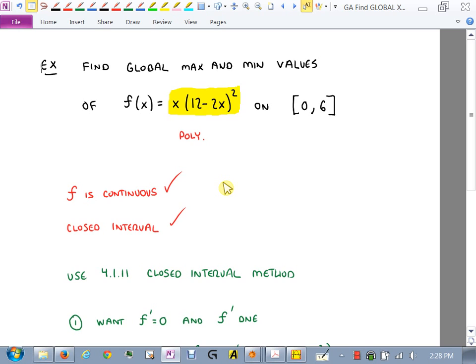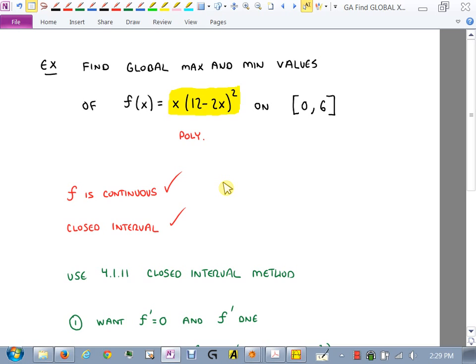Oh, no. My calculus toolbox spilled. So we have, I'll get to your question, hold on.